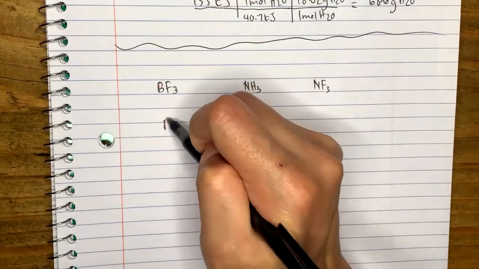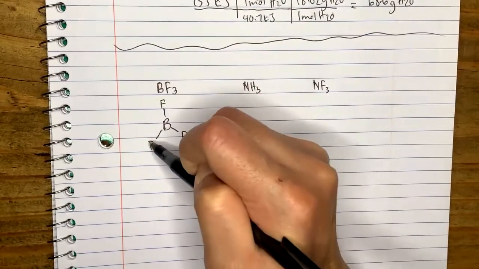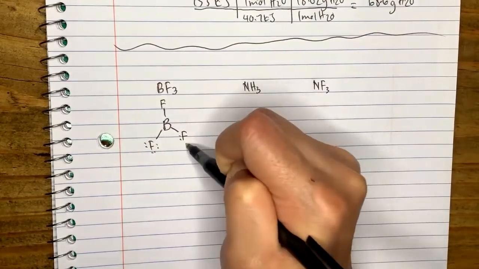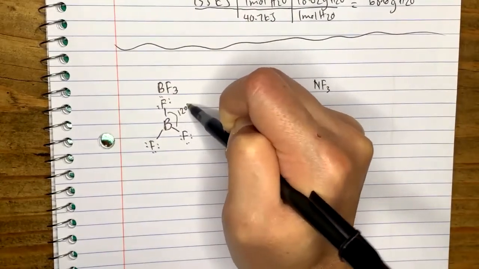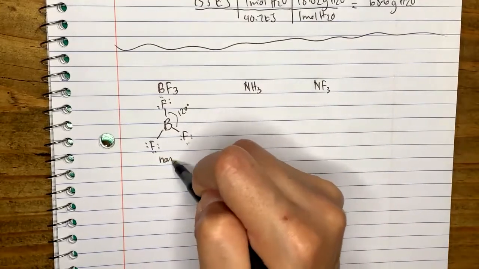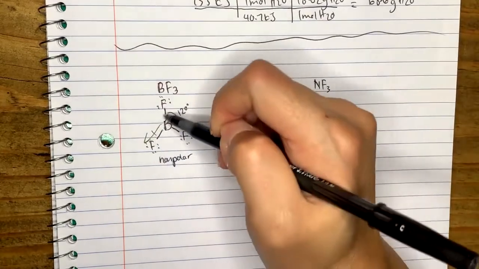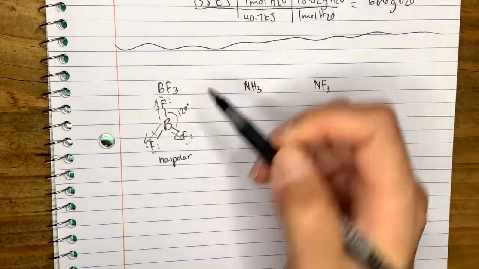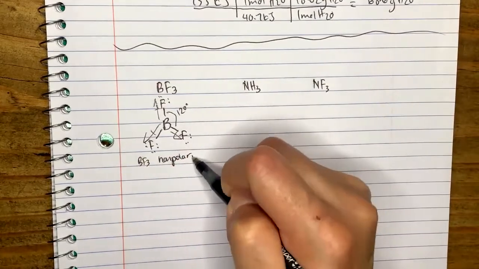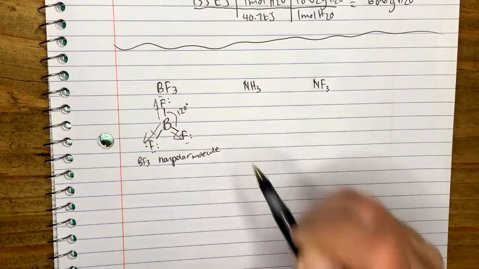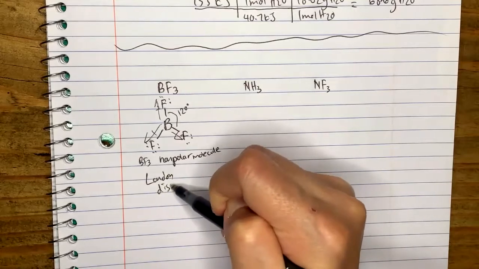So BF3 is like this. It's the one that's happy having just 6 for boron. And it's trigonal planar, it's 120 degrees. So this guy is nonpolar because they cancel each other out, because they go in opposite directions. The bonds are polar, the molecule is nonpolar. This only has London dispersion.